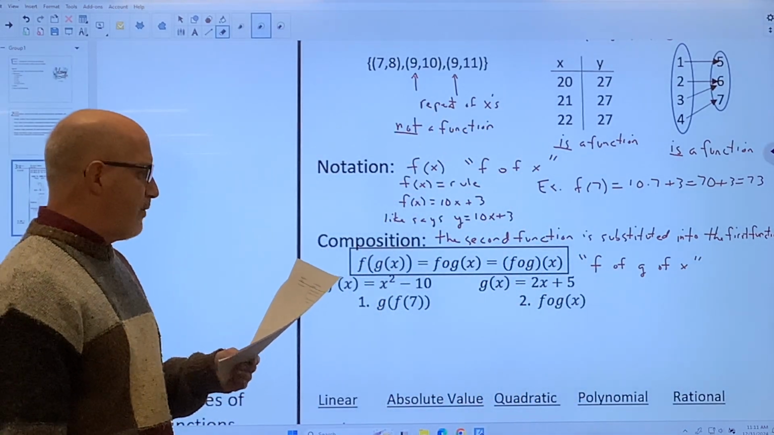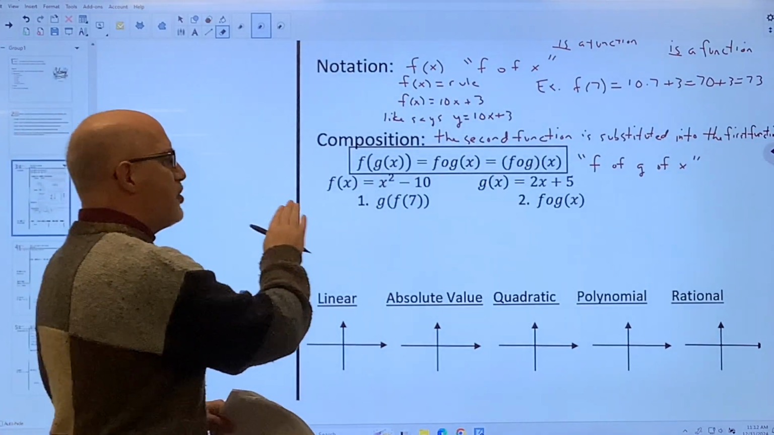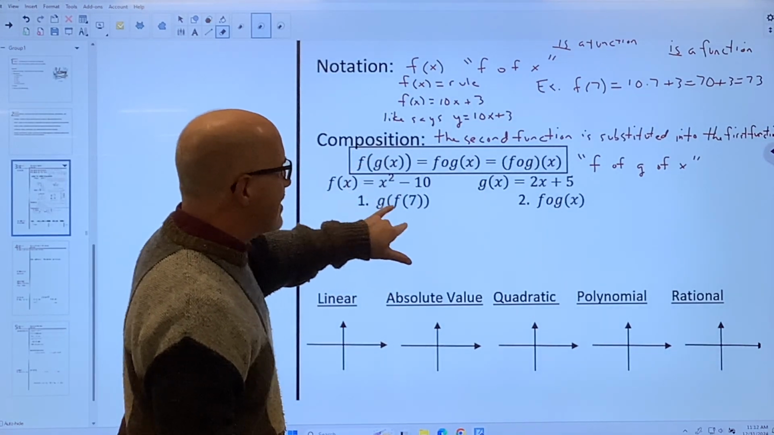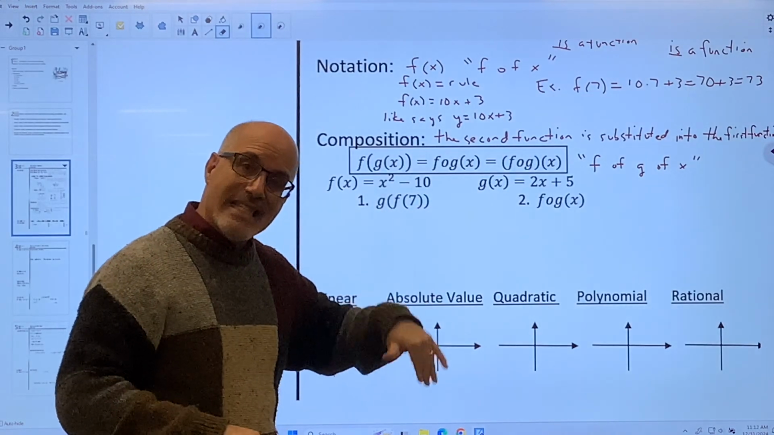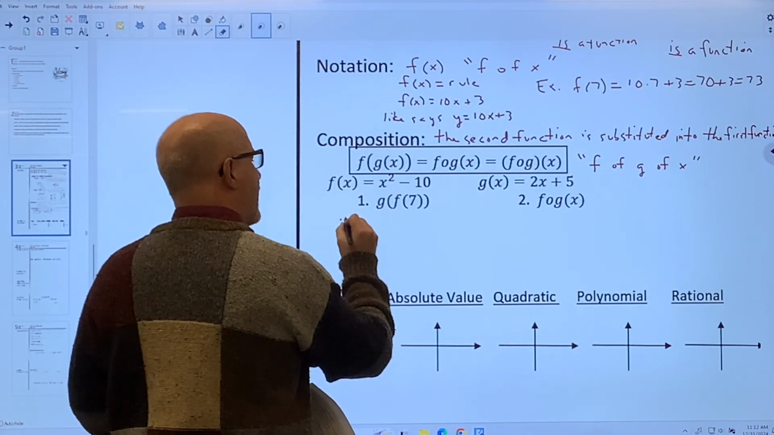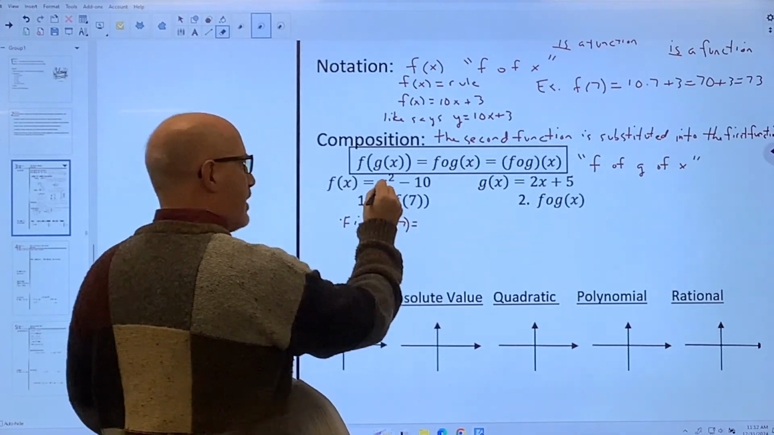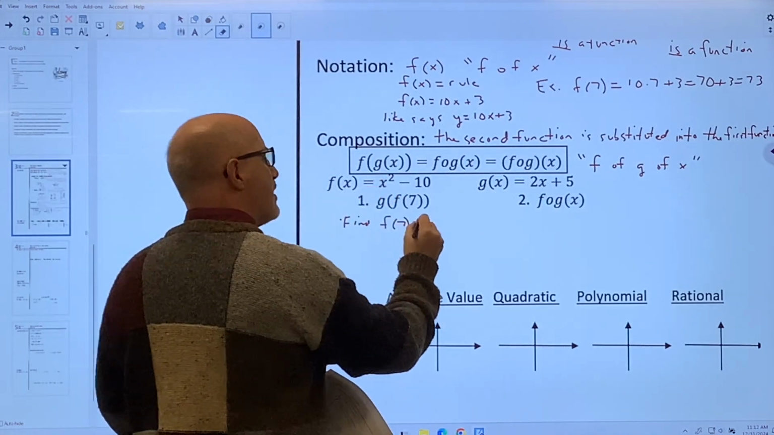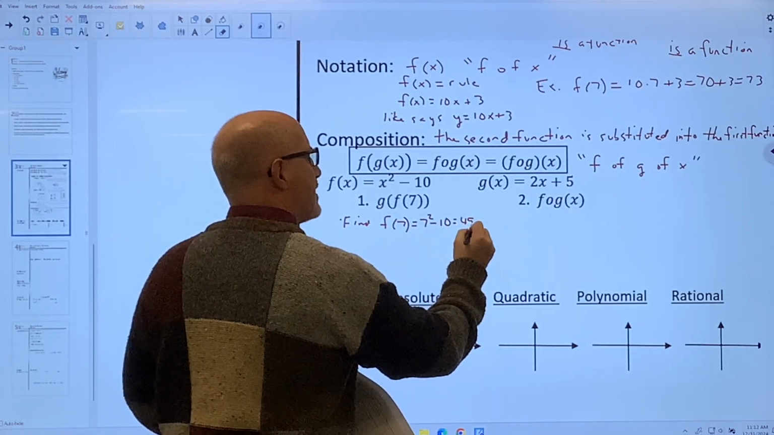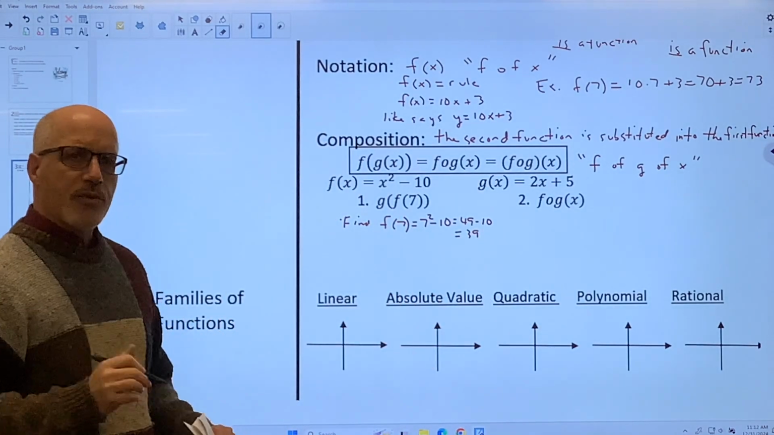All right, so let's take a look if we've got this example here. Let's try this first one here. If you do g of f of 7, what you do is ignore the g of x for now and just think about the f of 7. Think about what the inside is, because we're going to put that into the g function. So we're going to first of all find f of 7. That means put it into this function. 7 is the input, so we're going to have 7 squared minus 10 is equal to 49 minus 10, which equals 39. So f of 7 equals 39.